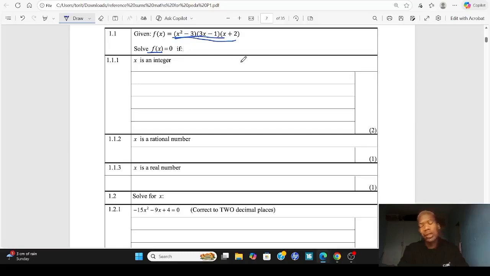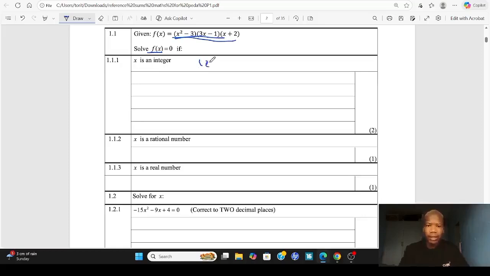So what do we think an integer is? We say that an integer is a whole number, it does not include fractions or anything like that. So we say that an integer is a number that is not a fraction. Right? So let us start solving.